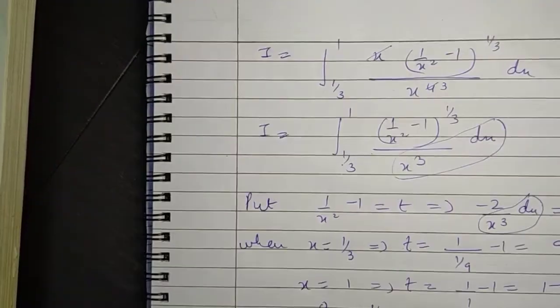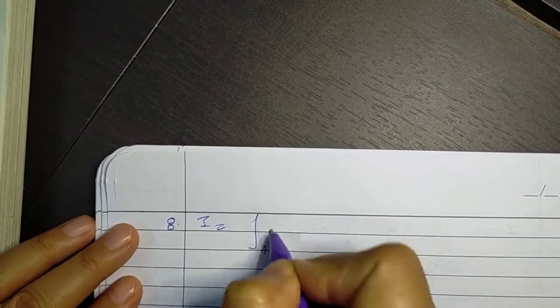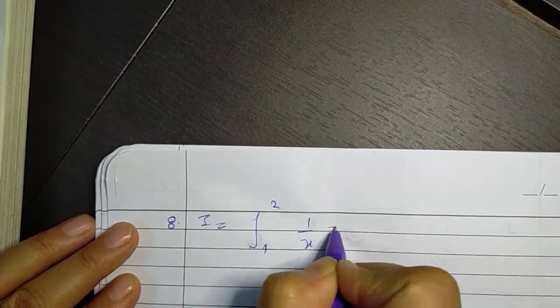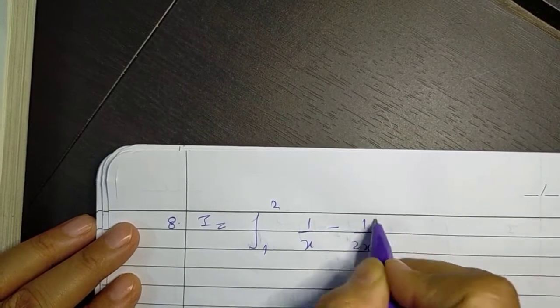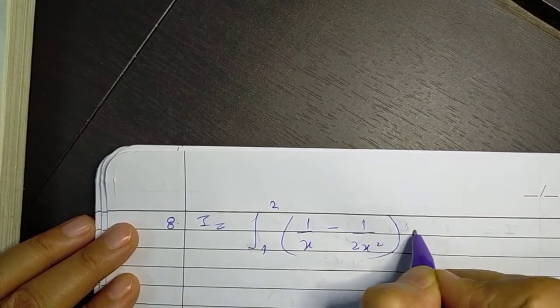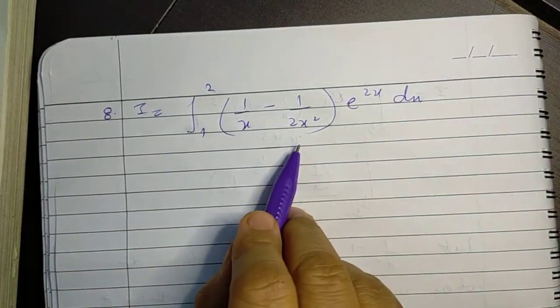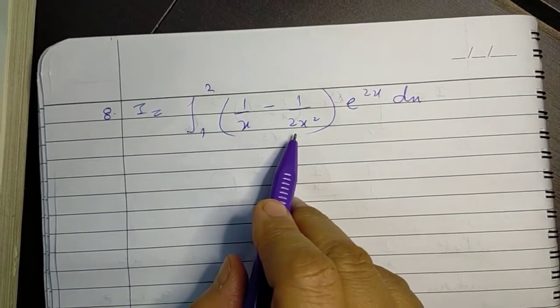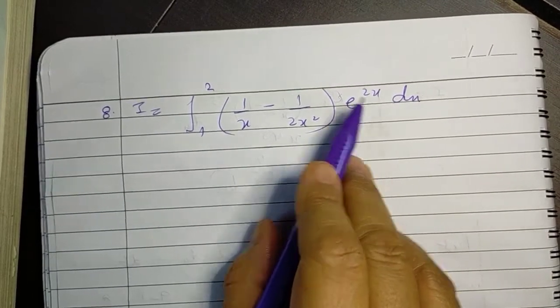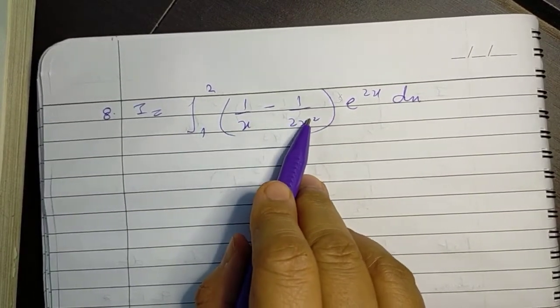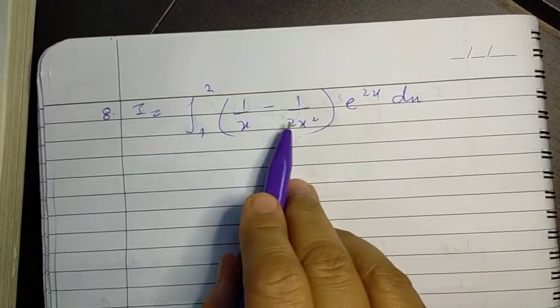Now we take up another very important question, that is question number 8. Question number 8 says I is equal to the integral from 1 to 2 of (1 upon x minus 1 upon 2x squared) whole into e raised to the power 2x dx. So if we observe carefully, it seems to be of the category e raised to the power of x into (f x plus f dash x). Let's see whether it is so or not.